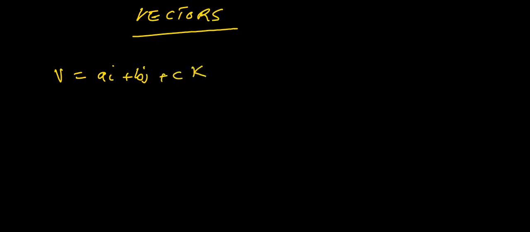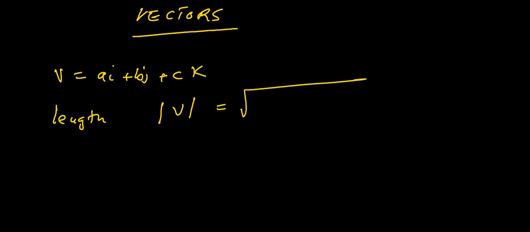And whenever we want to talk about the length of a vector, the formula we use to get the length of a vector is just the modulus of that particular vector, which in this case is just going to be the square root of A squared plus B squared plus C squared. That's the length.